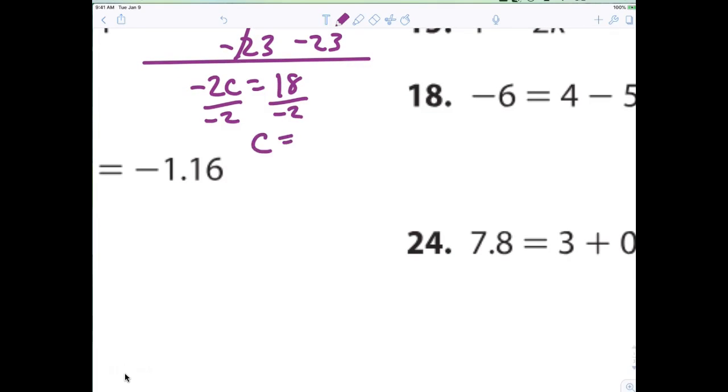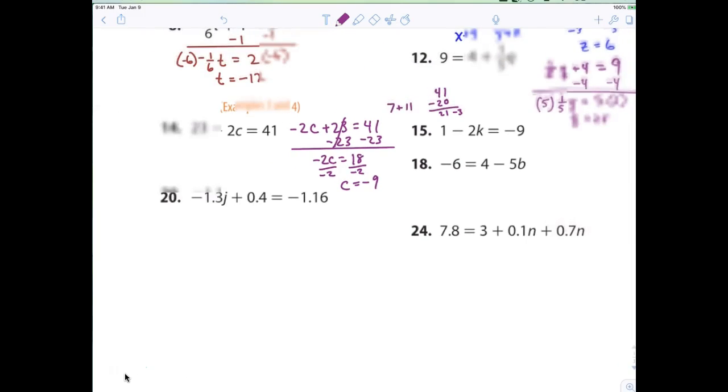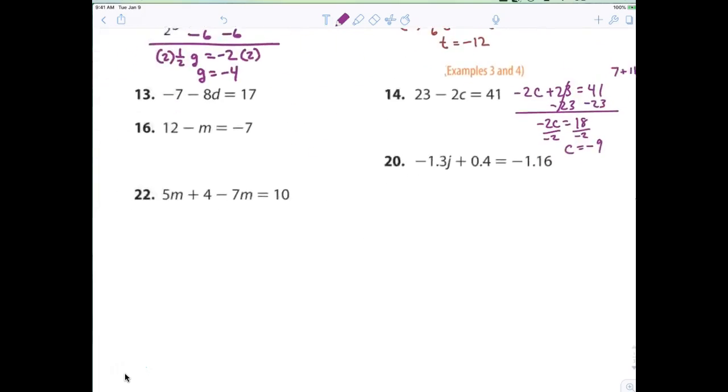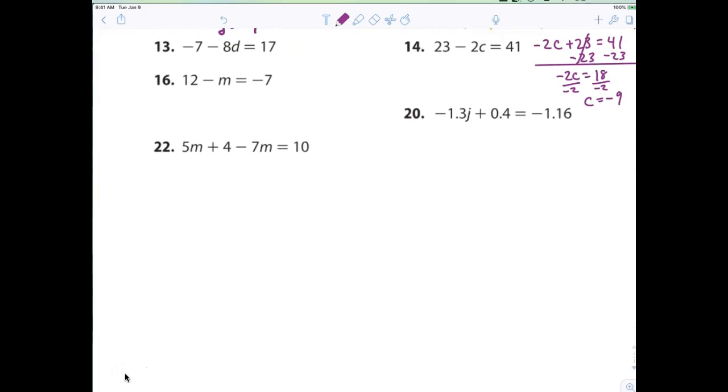And so C is equal to what? Come on now. 18 divided by 2. You did 18 divided by 3. You got 6. There we go. All right, so let's find 16 now. Give it a shot.